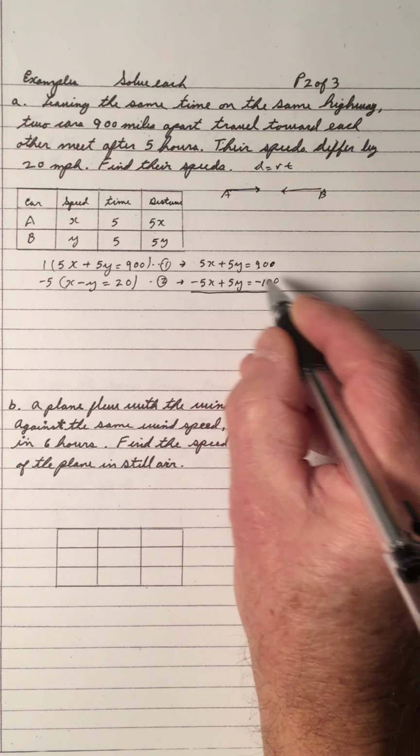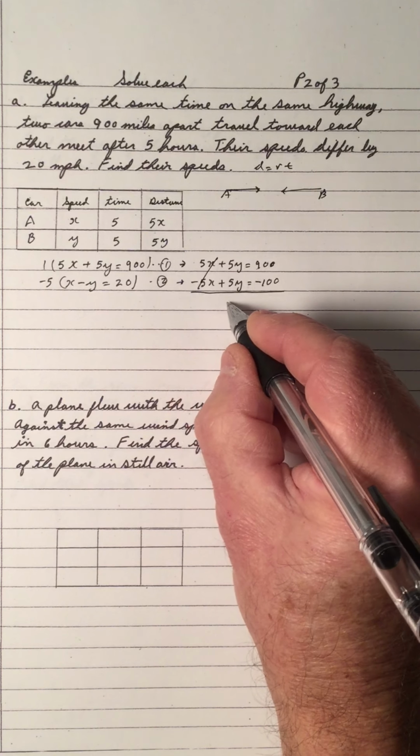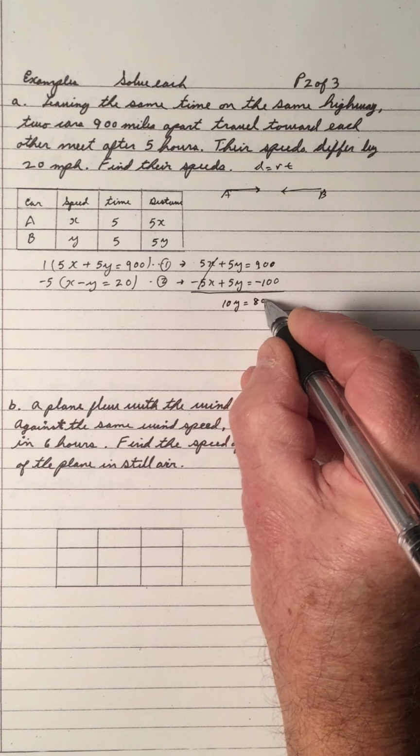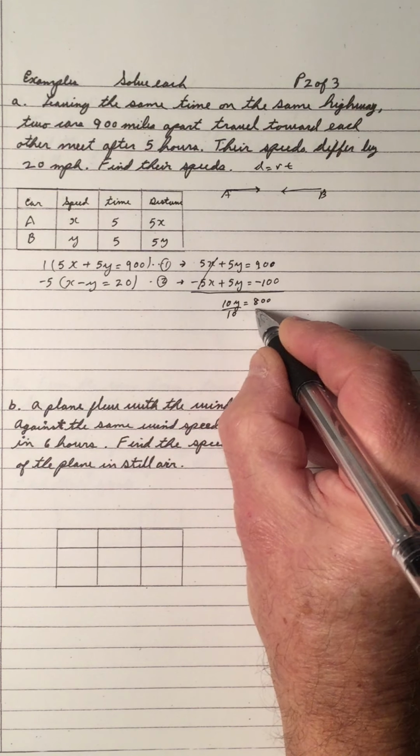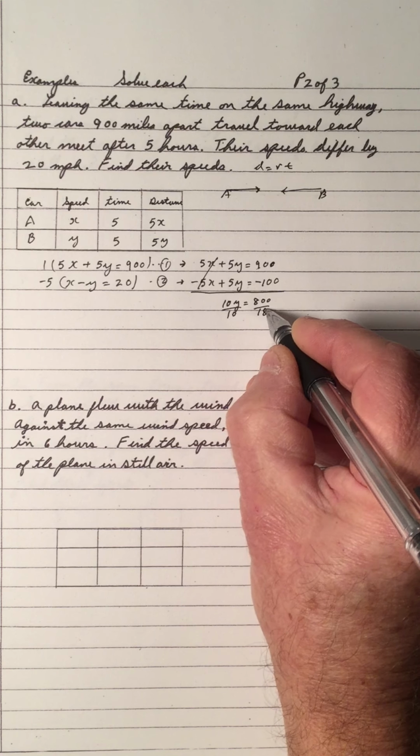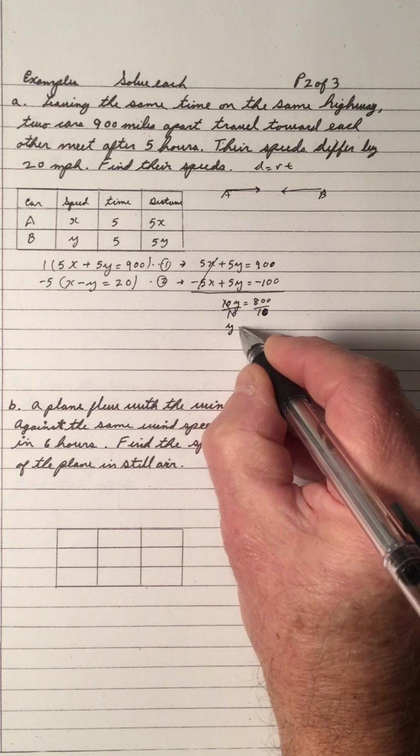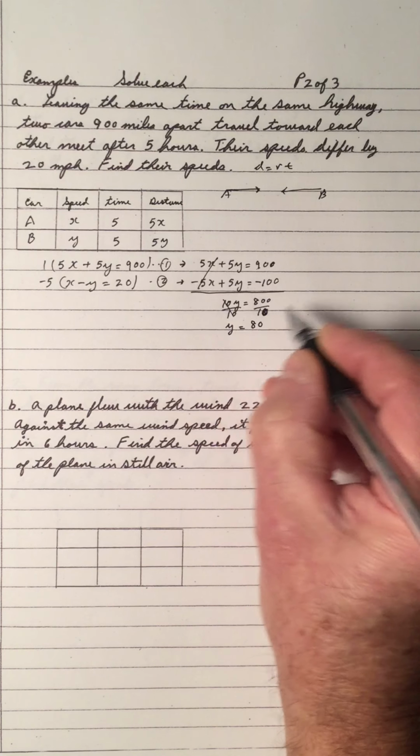And I am eliminating the x's. So 10y equals 800. Divide by 10. The 10s cancel, I get y equals 80.